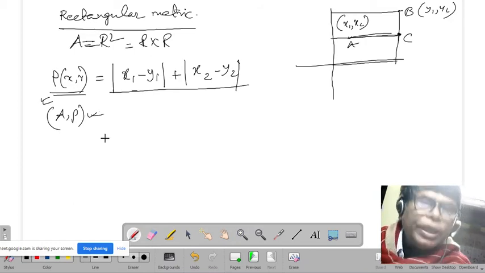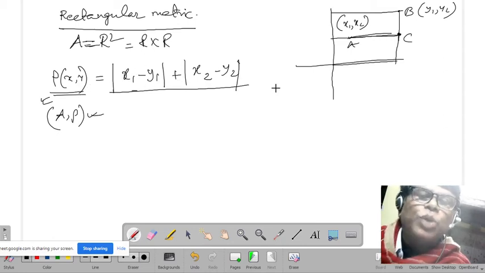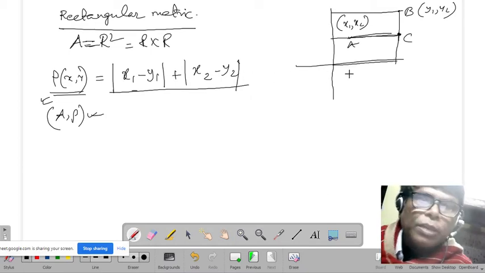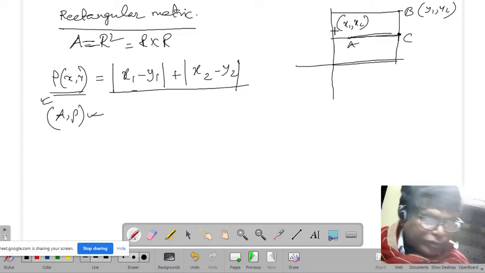Now I am just telling you that you can extend this to 3 dimensions, or to 4 dimensions. Only one more term will be there in 3 dimensions, and in 4 dimensions there will be 4 terms. But the rectangular metric difference must be understood.